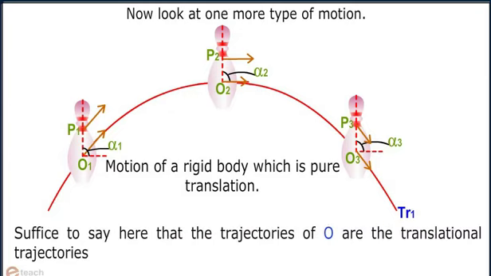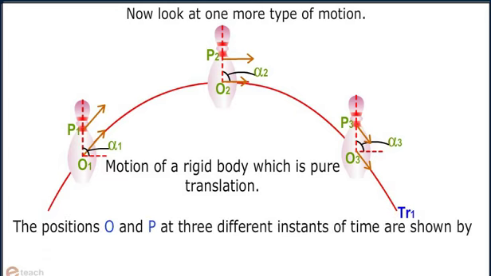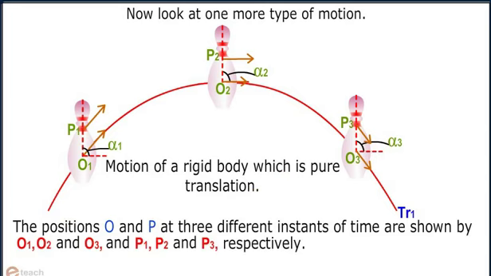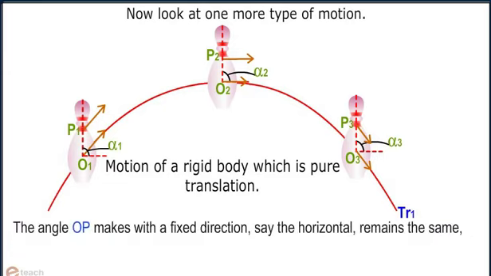Sufficient to say, here the trajectory of O is the translational trajectory TR1 of the body. The positions of O and P at three different instants of time are shown as O1, O2 and O3 and P1, P2, P3 respectively. As seen from the figure, at any instant the velocity of any particle like O and P of the body is the same. Thus, the body is in pure translational motion. The angle OP makes with a fixed direction, say the horizontal, remains the same. That is, alpha 1 equals alpha 2 equals alpha 3.